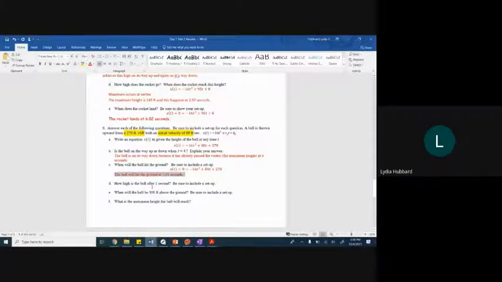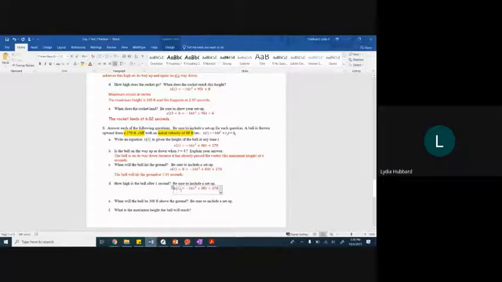Okay, so then we have, how high is the ball after 1 second? So if we want to find how high the ball is after 1 second, we're going to take that equation, and instead of t, we're going to plug in 1. Give me 1 second.